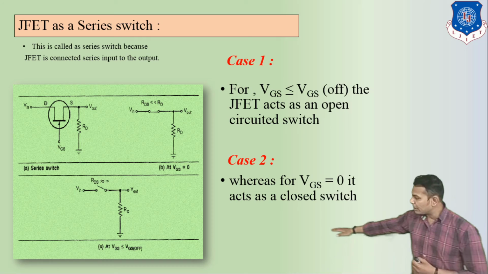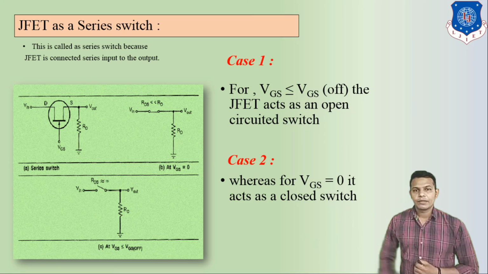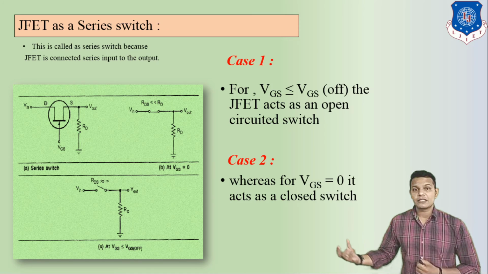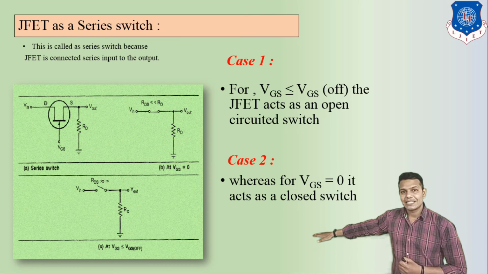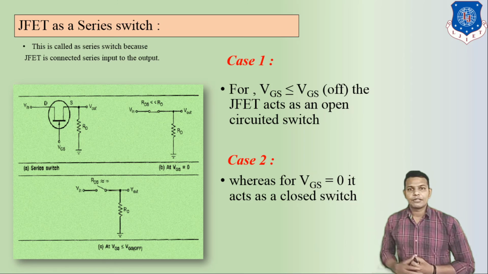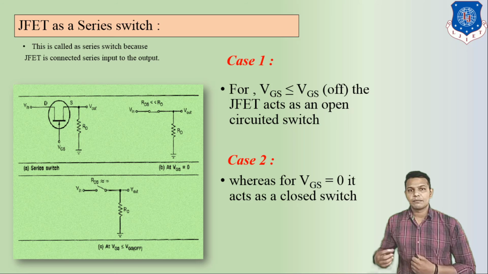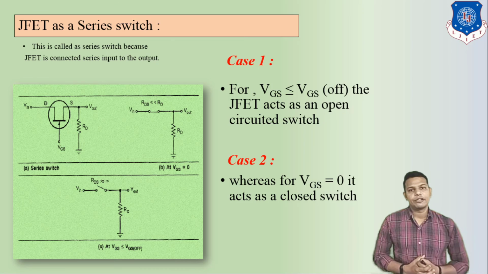Here below, this is case number 1, which is open circuited, and RDS is approximately infinite, that means no flow of current. Above, this is case number 2, where VGS is equal to 0, so there is a closed switch. That means RDS is much less than RD. So this is the JFET as a switch.